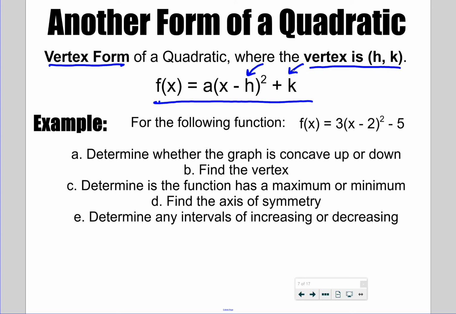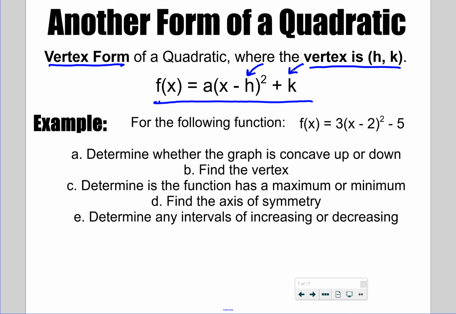What's nice about this form of the equation is if we can write a quadratic in this form, we can easily see the vertex. And if we can easily see the vertex, it's one less calculation you have to do. It's also going to make it a lot easier to get the graph later because the vertex is the most important point on the graph. It's where it turns around, or the highest or the lowest value.